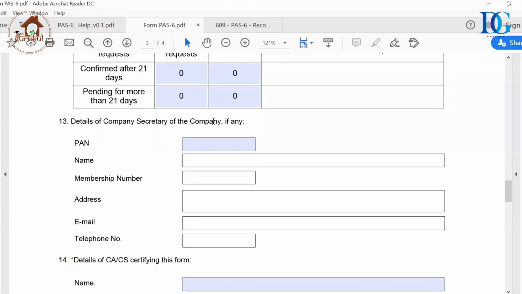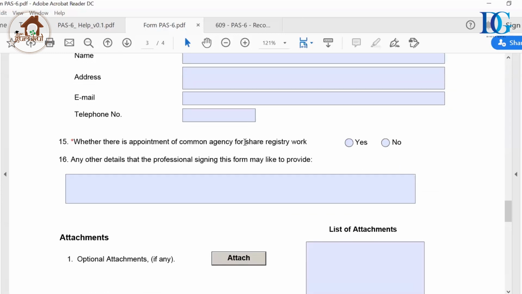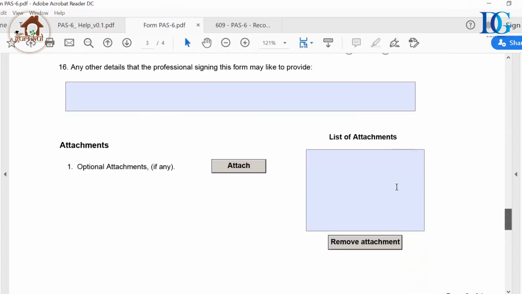If the company has a company secretary, you have to mention all the details of the company secretary here. The companies which are required to mandatorily appoint a company secretary have to mention those details here. Then details of the CA or CS certifying the form. It is mandatory as per rule 9A sub-rule 8 for the company to get this reconciliation of share capital audit report, PAS-6, certified by a CA or CS. So the details of whoever is certifying this form are required to be mentioned, along with whether there is an appointment of a common agency for share registry work, and any other details. These are the information required to be mentioned.